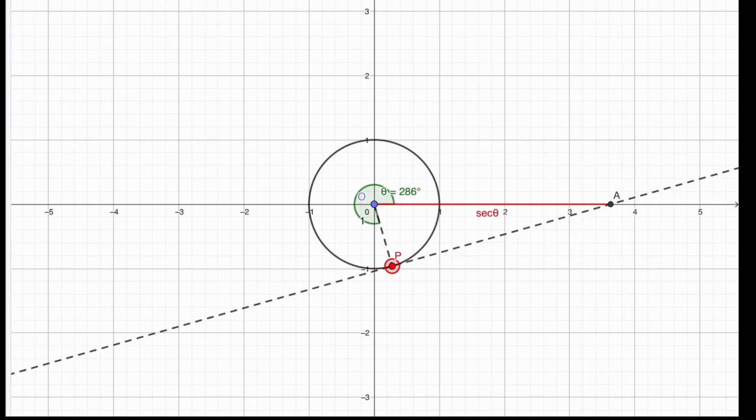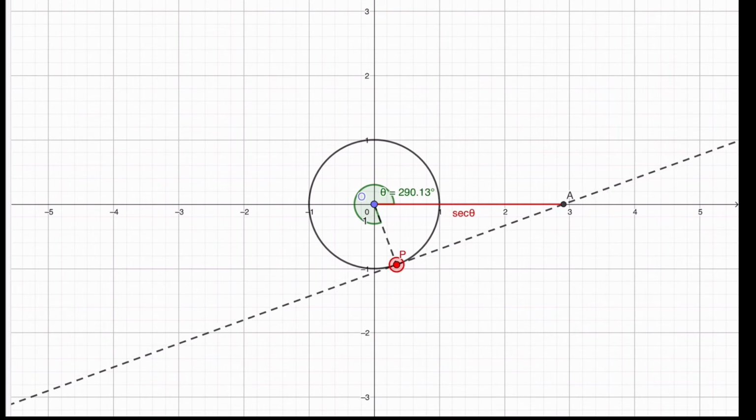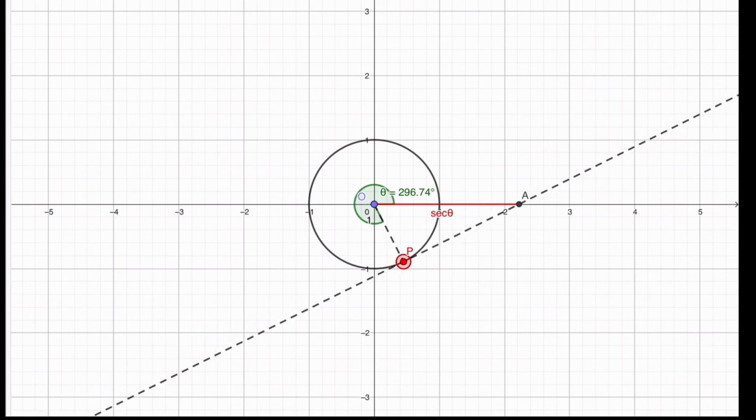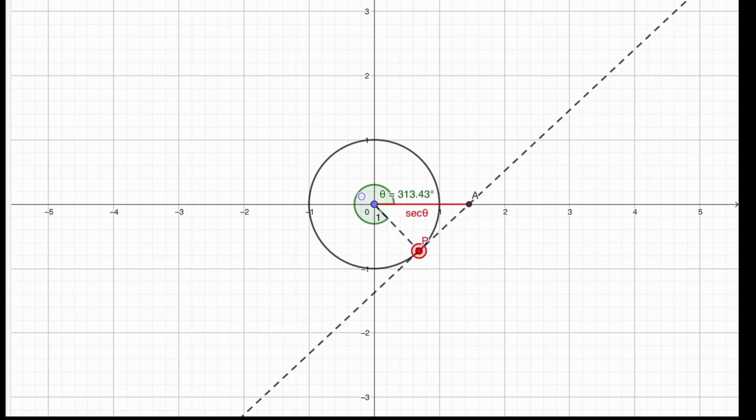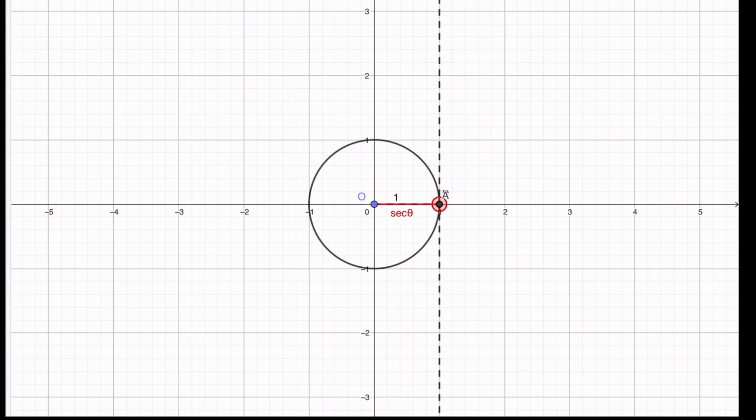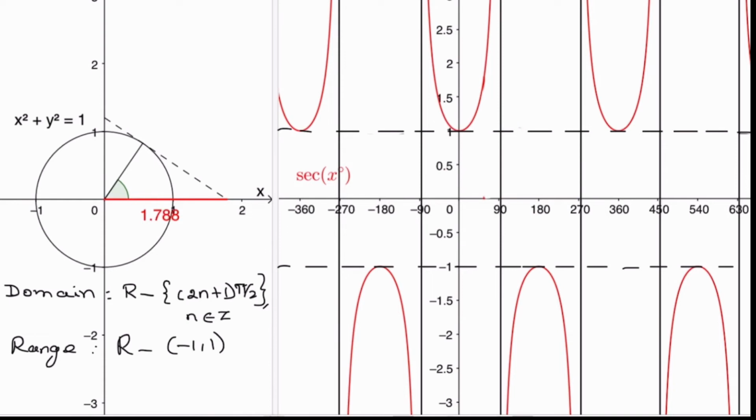And as theta increases, secant theta decreases in the fourth quadrant, from infinity to 1, and secant 360 degrees is 1. See the graph of secant theta function? The secant function is not defined for all odd multiples of pi by 2, and it does not take values between negative 1 to 1.